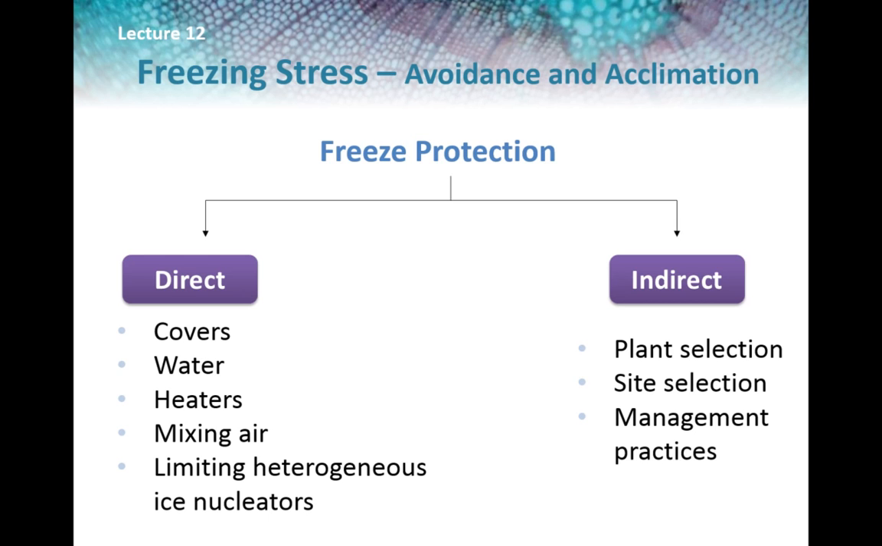The third direct method is heaters. Heaters have been used for centuries, but the cost has become prohibitive except for high-value crops. Perennial plants may warrant the expense in some instances. Pollution in this case was another drawback, because in the old days they burnt everything from coal to old tires. The fourth direct method involves mixing air.